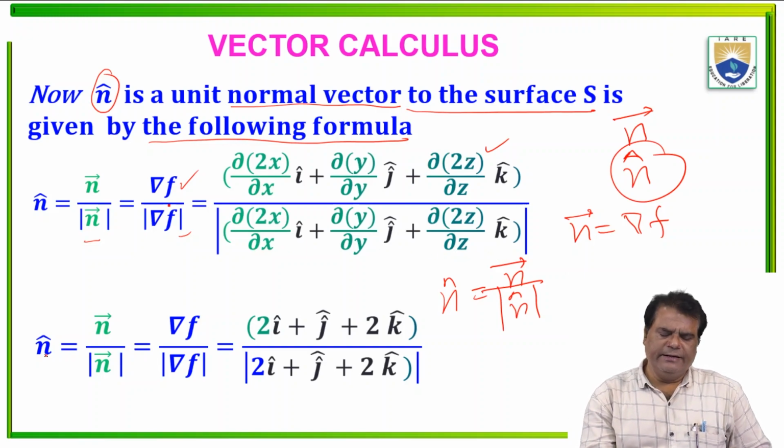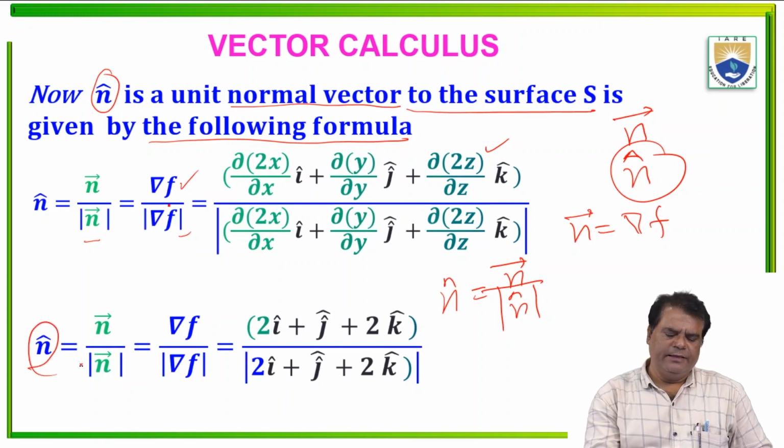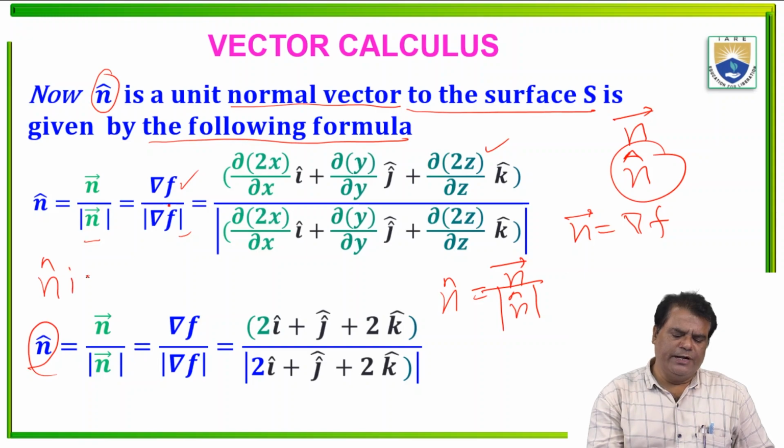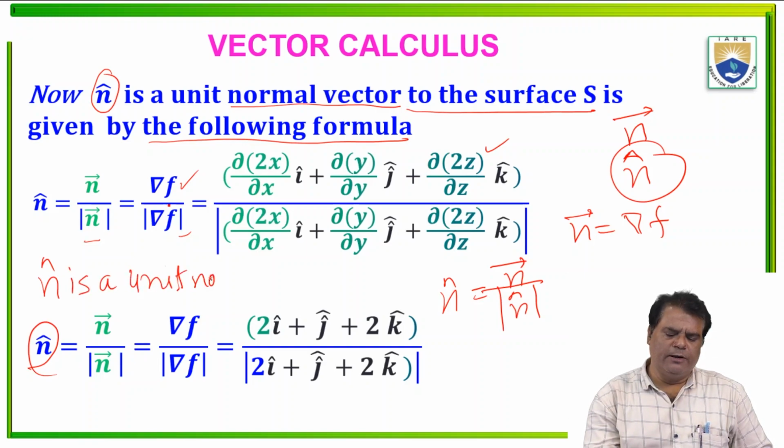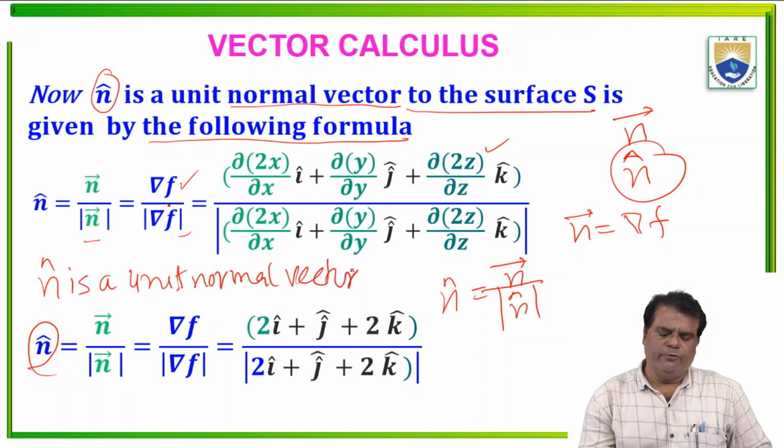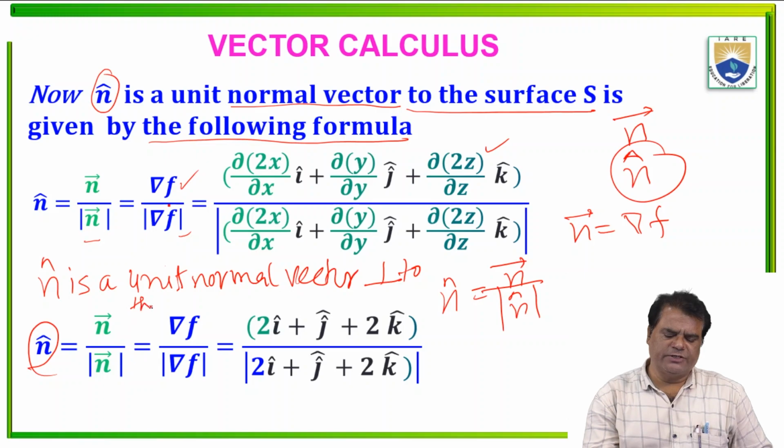Similar terms appear in the denominator. So we write this as n cap, the unit normal vector, which is perpendicular to the given surface.